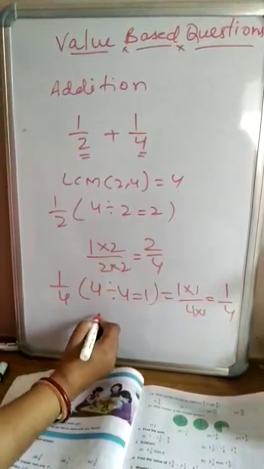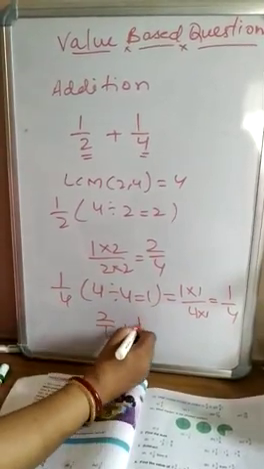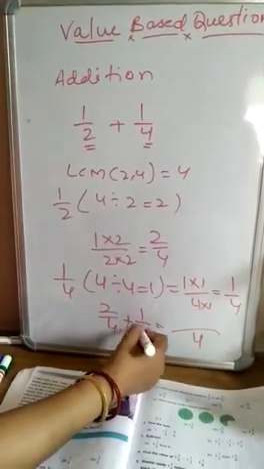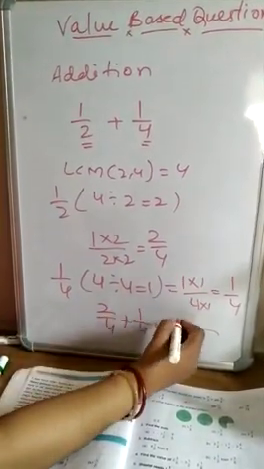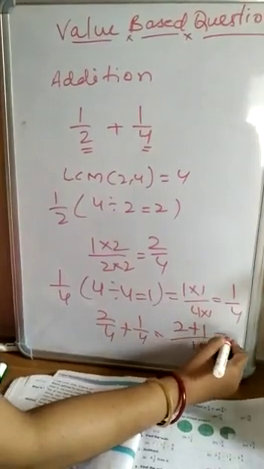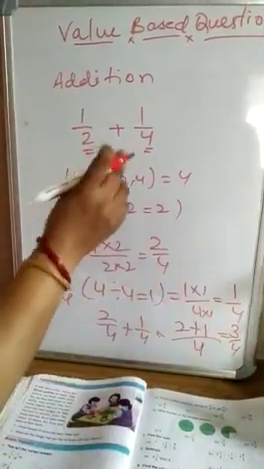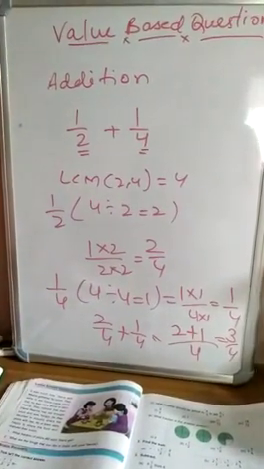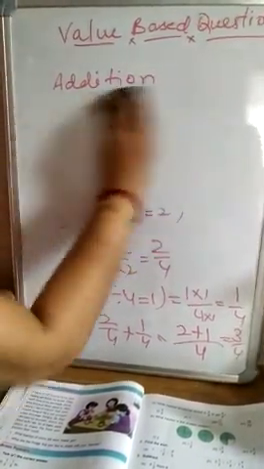So here we get 2 by 4 plus 1 by 4. Here the denominators are the same, so I will use the common denominator 4, and the numerators will be added, 2 plus 1, that is 3 by 4. In this way we can do the addition, and in the same way we do the subtraction, firstly converting the unlike fractions into like fractions.